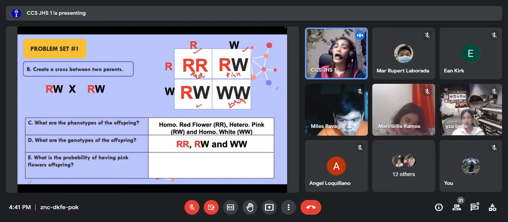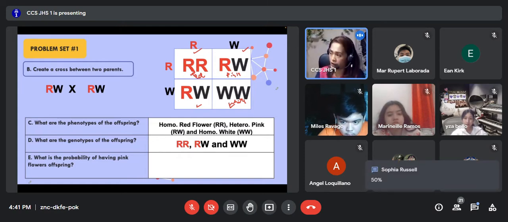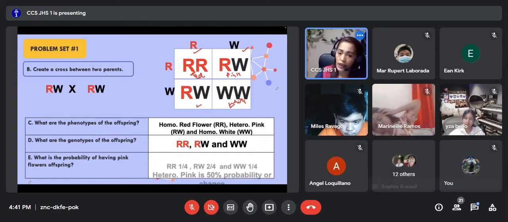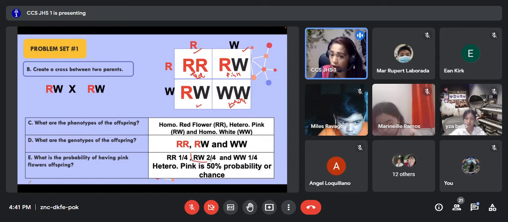Now, the question here is, what is the probability or the chance that you will have pink? Looking at the individual squares. Okay, 50. Correct. Yes, correct. So that means, remember, RW is pink. That's a combination of red and white. And based on what you can see on the Punnett square, there are two RW combinations out of the four squares. So that means you have a 50% chance.